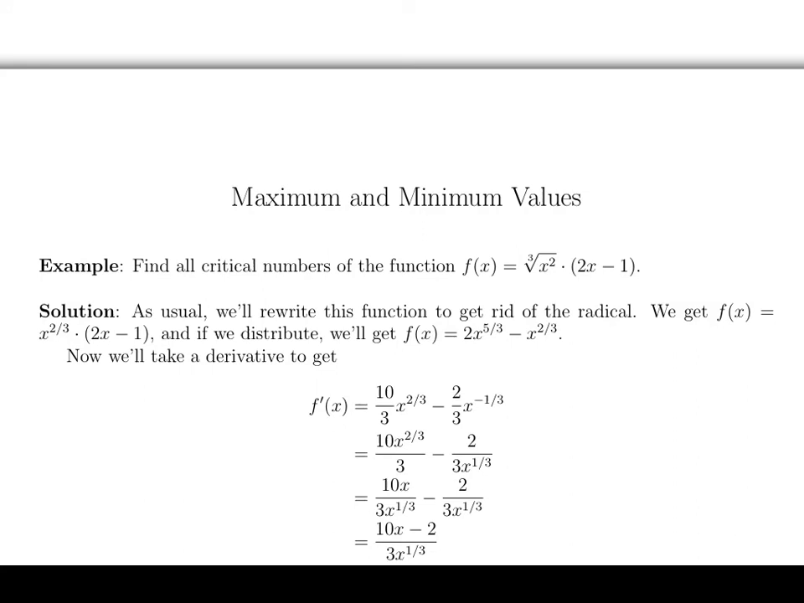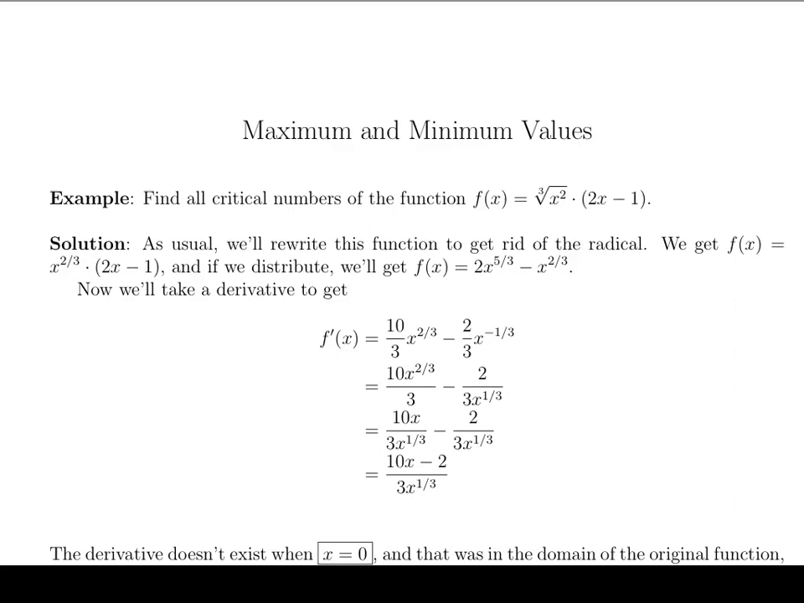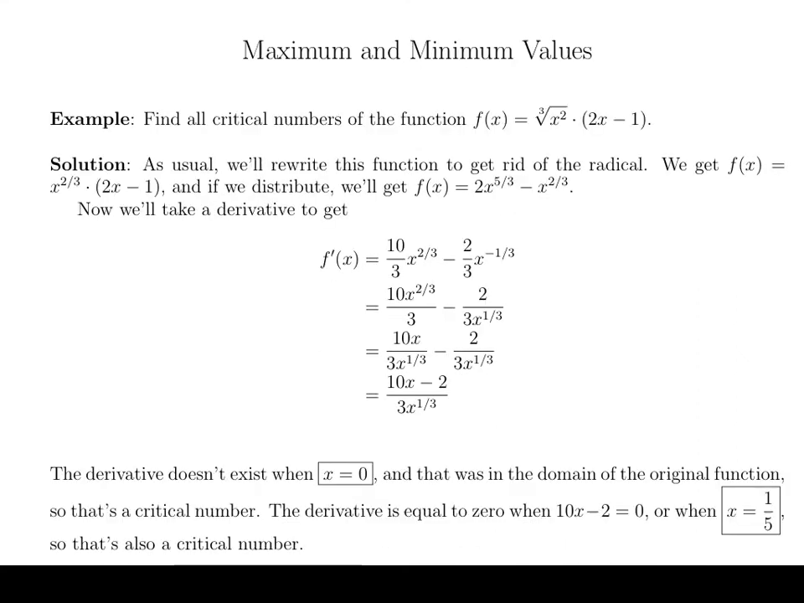Now, let's remember what we're trying to figure out here. We want to know what are the critical numbers. So, the critical number is a number in the domain of the original function where the derivative either doesn't exist or is equal to 0. So you should be able to see that the derivative doesn't exist when x is equal to 0. And x equal to 0 is in the domain of the original function. Remember that in order to be a critical number, the number has to be in the domain of the original function. Okay, so the derivative doesn't exist when x equals 0. That's in the domain of the original function. So that's going to be one of our critical numbers.